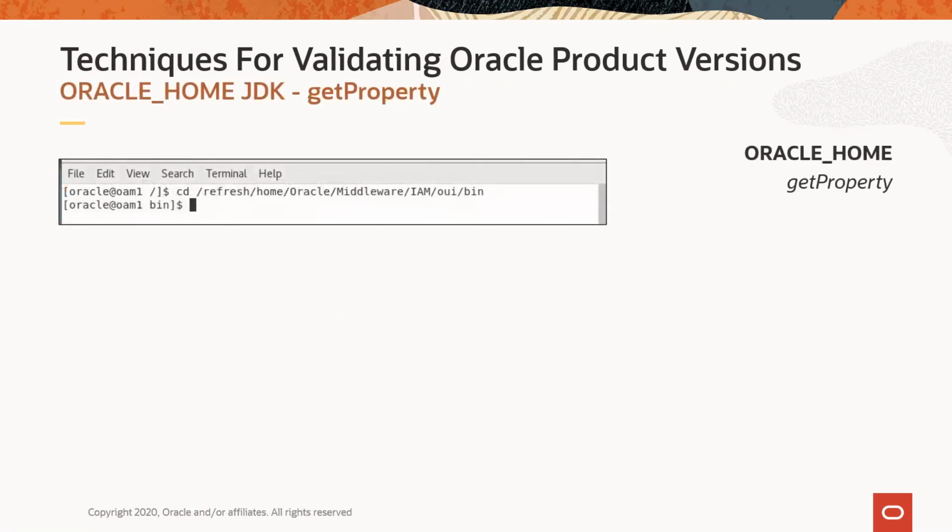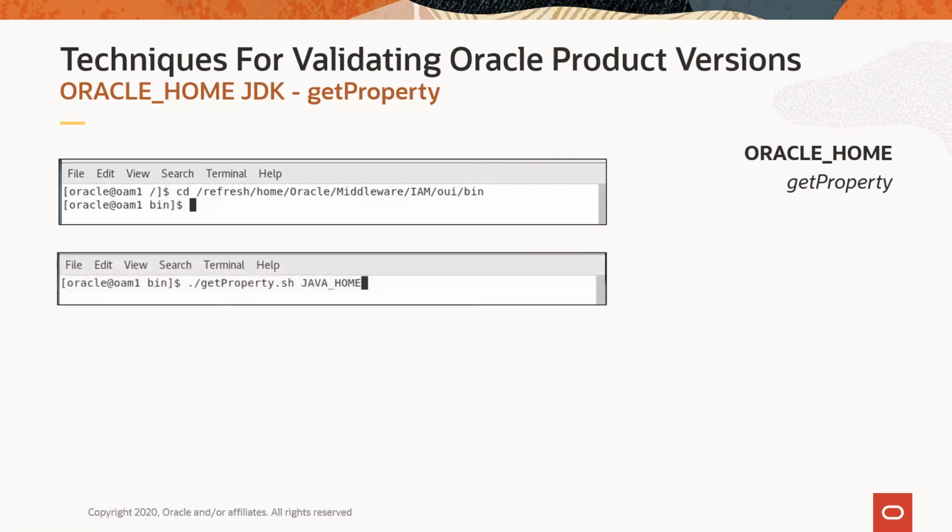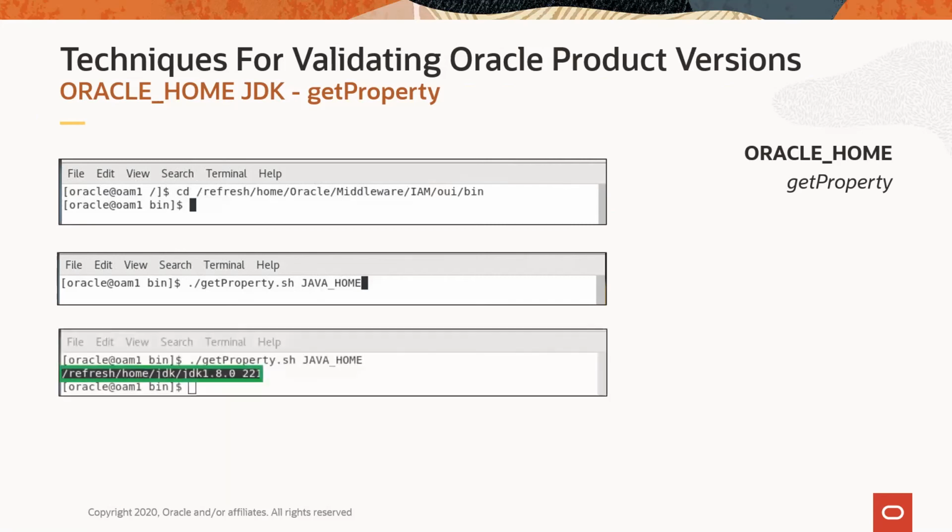To validate the version of the JDK used by the Oracle home, we use the getProperty script. Get to the command prompt, change to the OAM home /oui/bin directory, and execute getProperty.sh as shown in this slide. Note we had to pass the argument called JAVA_HOME. This returns the JDK location, which shows the JDK that was used during the installation, which is /refresh/home/JDK/JDK1.8.0_221.